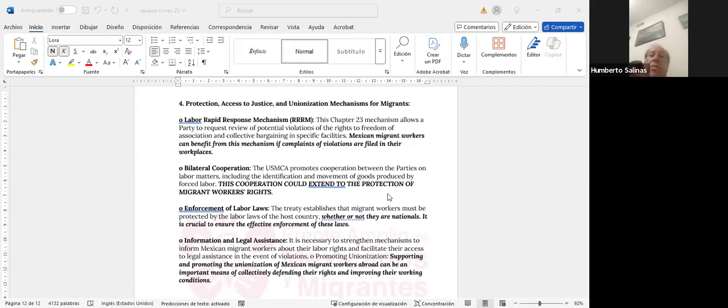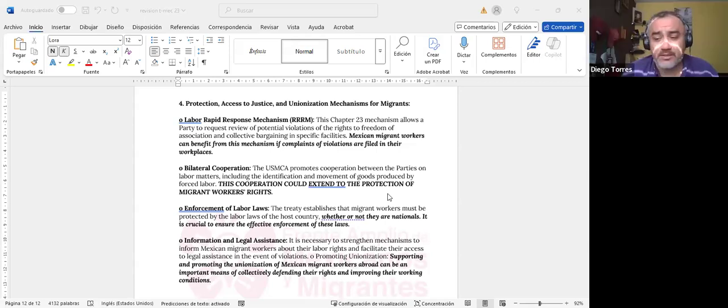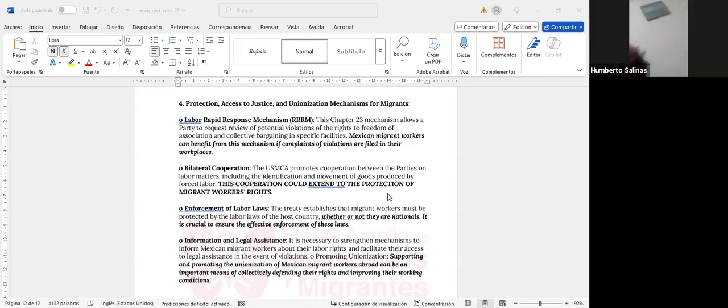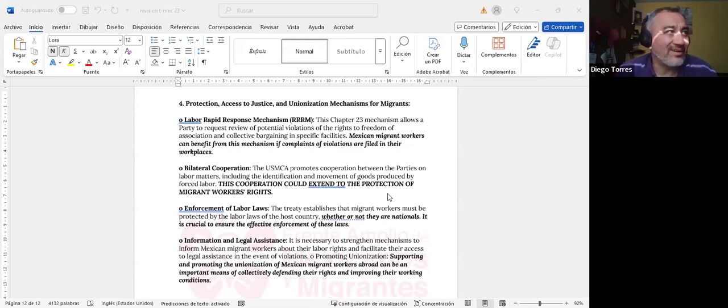We're talking about the rapid response mechanism that needs to be put in place to protect U.S. and Canadian citizens working outside of their country, especially in Mexico. But the same, we need to add the immigrants on this one. It's something that is not there. Bilateral cooperation: the cooperation could extend to protection of migrant workers, because they are not right now in the USMCA.